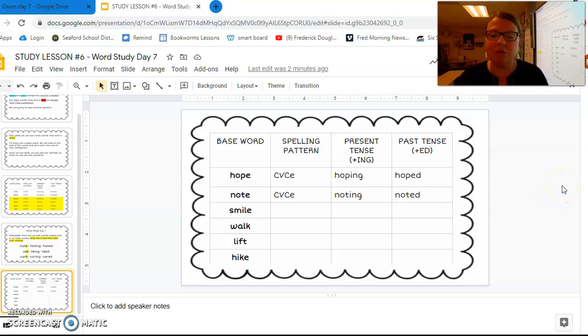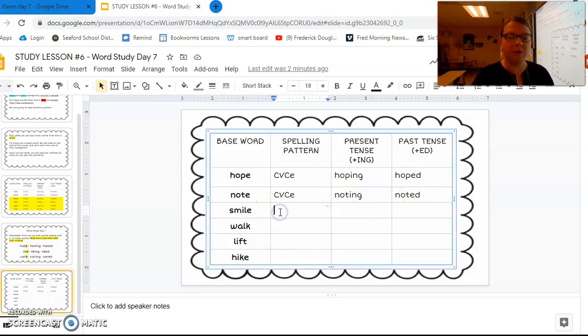So for today, we have a little bit more practice, and I already finished the first two words for you, hope and note. Both of them are in the CVCE category, so I dropped the E, added ing or ed. So hope, hoping, hoped, note, noting, noted. Now let's look at the word smile. You can pause if you would like, write the word smile on your whiteboard, mark the vowels, and see what spelling pattern this word falls into.